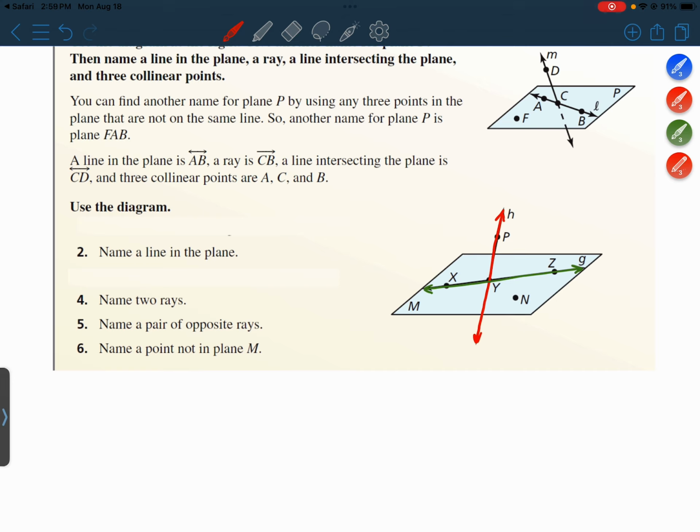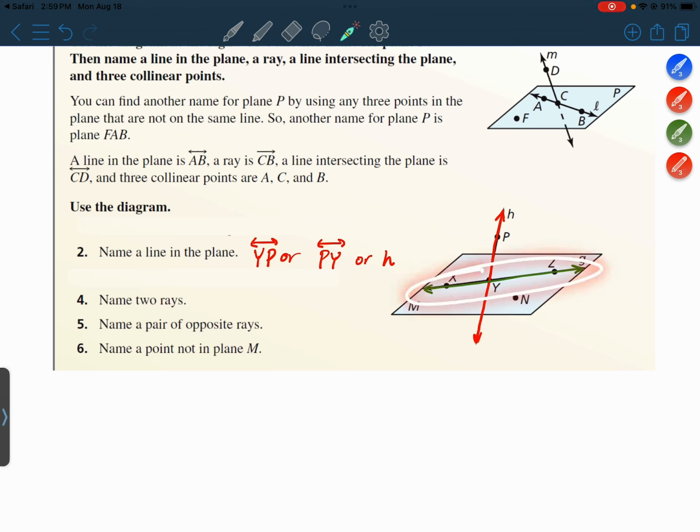Right, so the red line there, there's a couple ways to name it. We can call it line YP, or we can call it line PY. Or we can simply call it line H, although that's not really the more common way of naming the line. On a test, I'd like you to write it using the capital letters.